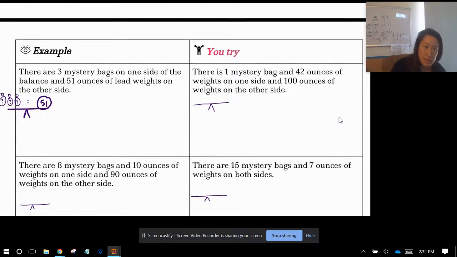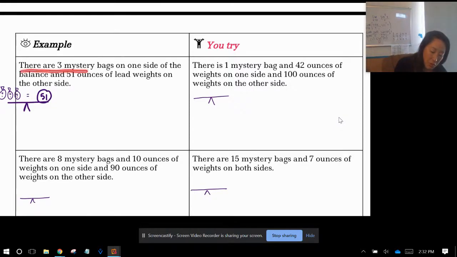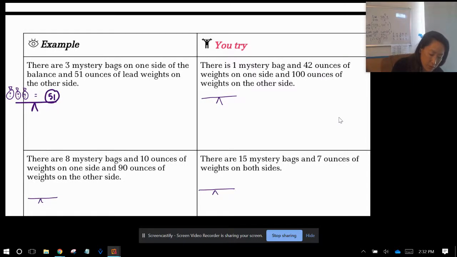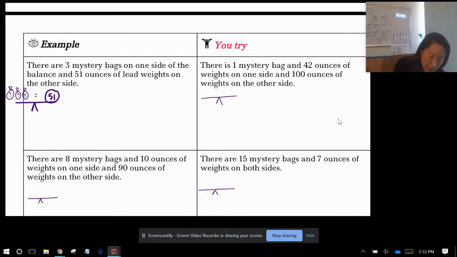All right, so this example. There are 3 mystery bags on one side of the balance and 51 ounces of lead on the other. So I went ahead and drew the picture. My picture is not as good as the one above, but that's okay. So I have 1, 2, 3 mystery bags, 3 question marks, equaling 51. So my equation would be 3M is equal to 51. I'm going to say M is equal to one mystery bag, the weight of one mystery bag.